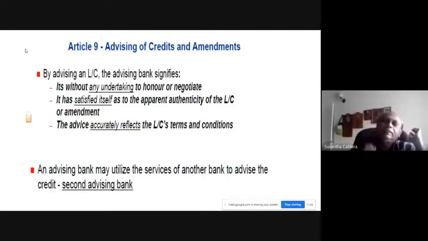Right? If it is a mail LC, then you have to check the authorized signatories. You should be having the specified signatures in your possession. Then you have to check. Those days we used to do that.